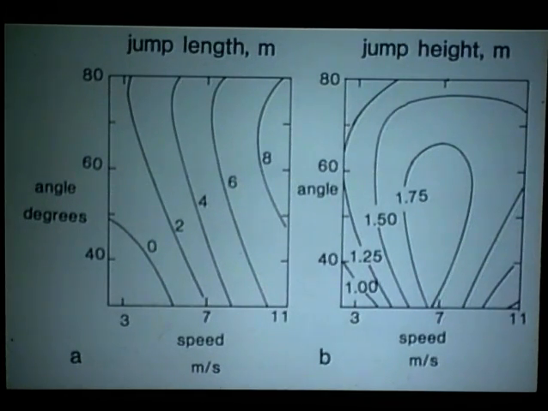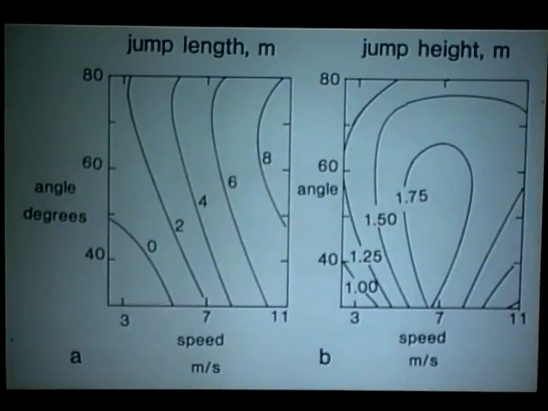But if you look to see what the longest possible jumps are, those are coming out from the model as something over 8 meters, which is realistic. You see, to get the longest possible jump, you've got to run as fast as possible. That's what you'd expect. Run as fast as possible, set down your leg at about 65 degrees, and that's about what long jumpers do.